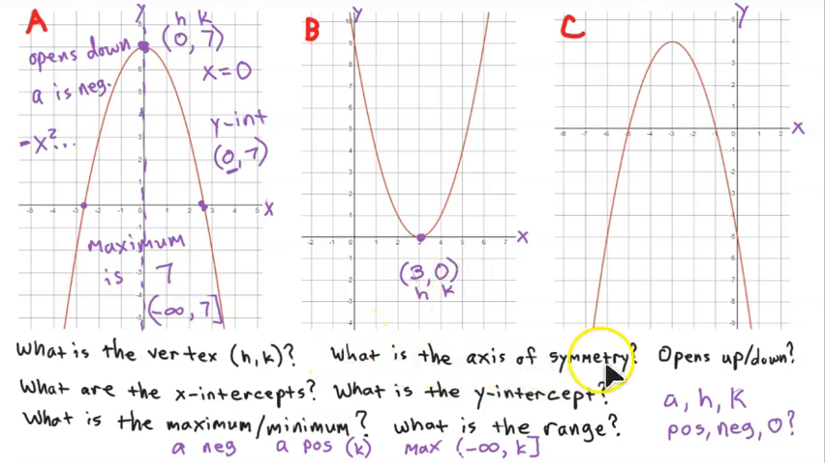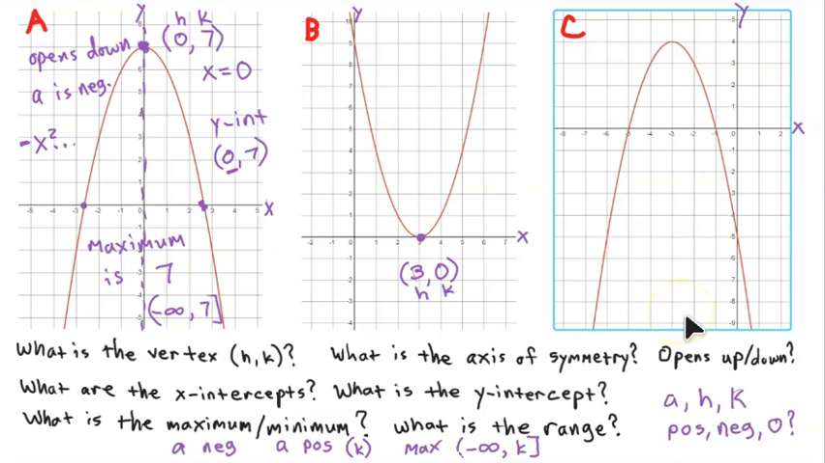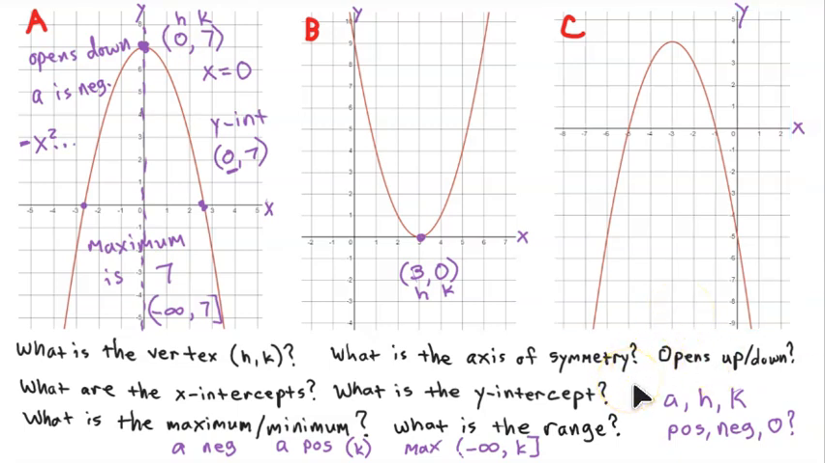Okay, so what is the axis of symmetry? Well, that's easy. The axis of symmetry is x equals whatever H is. X equals 3, okay? Does it open up or down? It opens up, and because it opens up, A is positive, okay? And since A is positive, we know that this one is going to have a minimum, and the minimum point is 0. The lowest point is the K point. It's 0, but let's get to that in a minute.